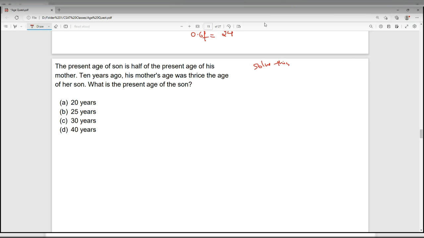So the question says the present age of the son is half of the present age of his mother. 10 years ago, his mother's age was thrice the age of her son. What is the present age of the son? So they are asking the present age of the son. Mark it here. There are 2 time periods: one is today and the other is 10 years ago. So just mark t and t minus 10.